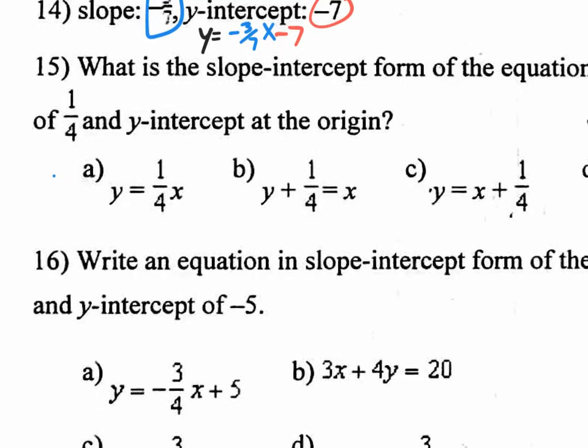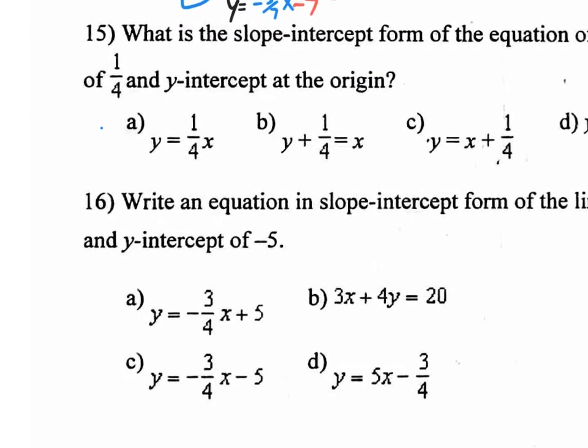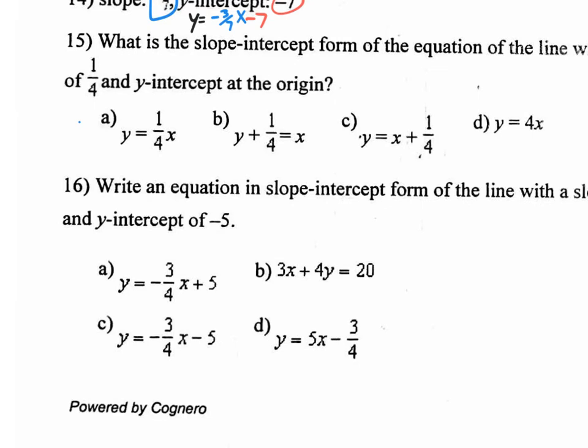Number 15. What is the slope-intercept form of the equation of the line with the slope of 1/4 and the y-intercept at the origin? Out of those, it is A. Again, they're giving you the slope, which is the value in front of x, and they're giving you the y-intercept. They're telling you that it crosses at the origin, which means 0. So if you think about y equals mx plus b, it's y equals the slope times x plus 0. So that would be the correct answer, A. You could put the plus 0 over here if you wanted to make it look nicer, but you don't need to.